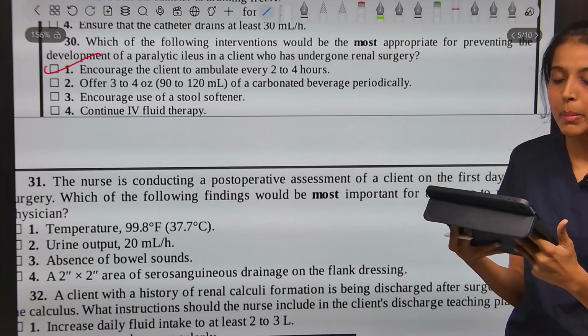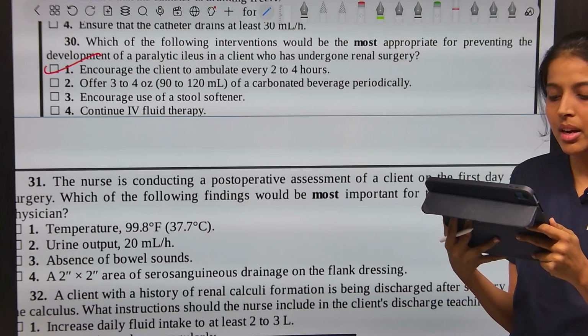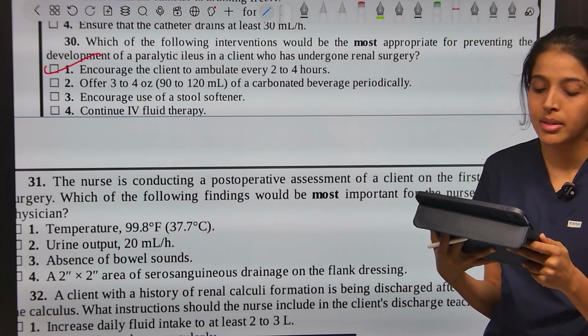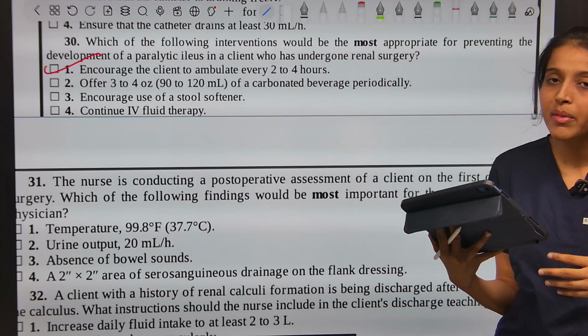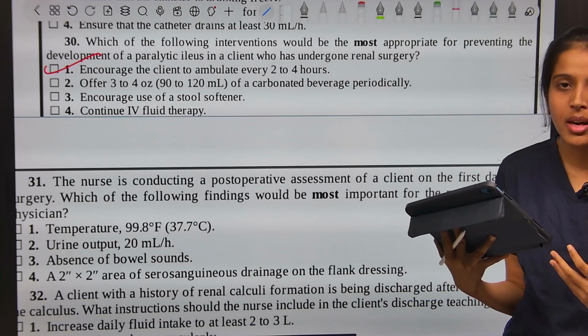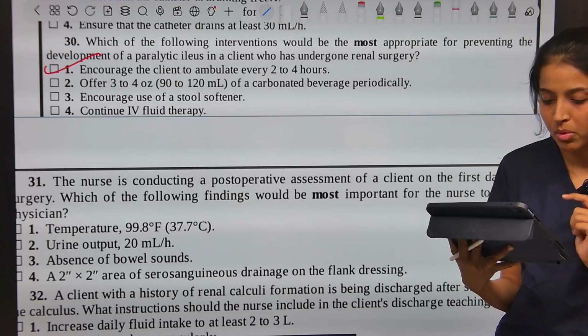The correct answer will be answer number 1. Encourage the client to ambulate 2 to 4 hours daily. It means when we ambulate, when we do some exercise, it will improve our peristalsis movement.